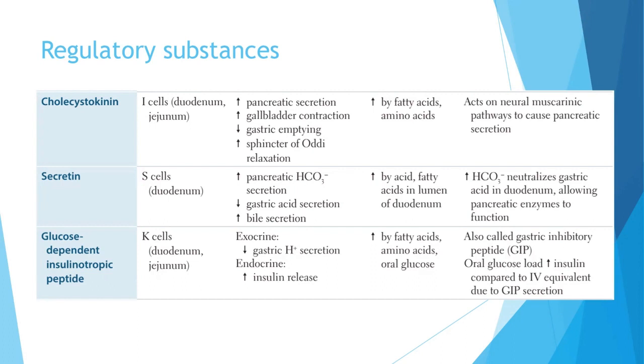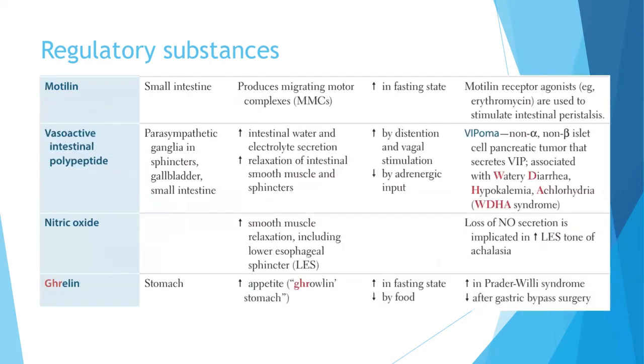The glucose-dependent insulinotropic peptide is secreted from the K cells of the duodenum and the jejunum. It decreases the gastric acid secretion and increases the insulin release. It is produced in increased amounts when there is increase in fatty acids and oral glucose. That's why glucose-dependent insulinotropic peptide is also called gastric inhibitory peptide.